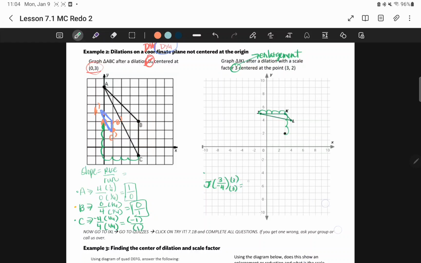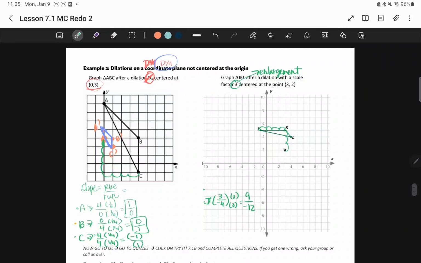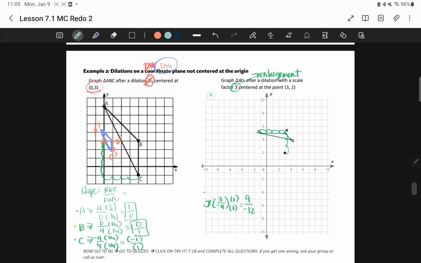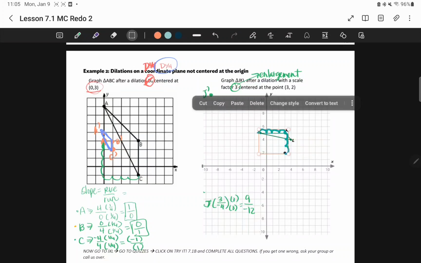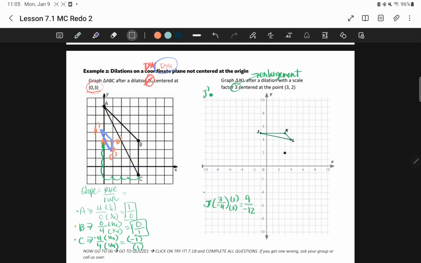So 3 times 3 is 9. Negative 4 times 3 is negative 12. So we're going to start at the center, rise up 9, and go back negative 12. 1, 2, 3, 4, 5, 6, 7, 8, 9. It's going off the graph. And then we go back negative 12: 1, 2, 3, 4, 5, 6, 7, 8, 9, 10, 11, 12. So this is our J prime. Then we do that for all of our points. When it's not centered at the origin, it's kind of a pain.